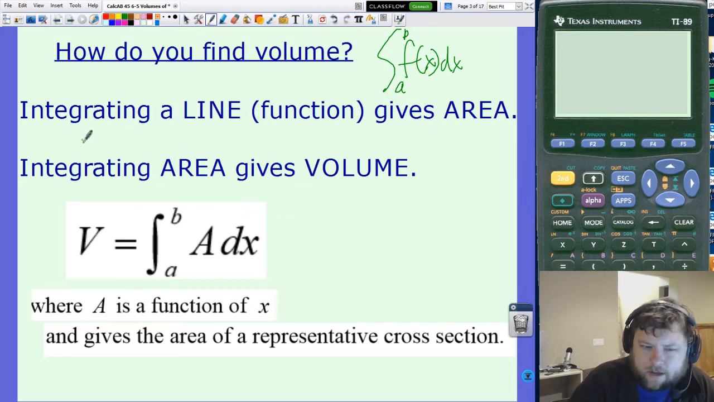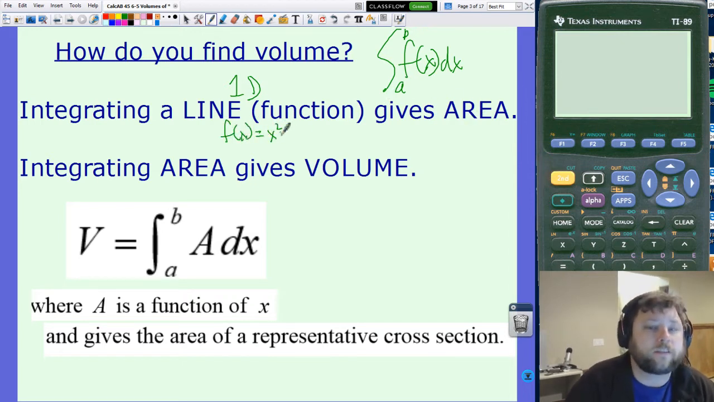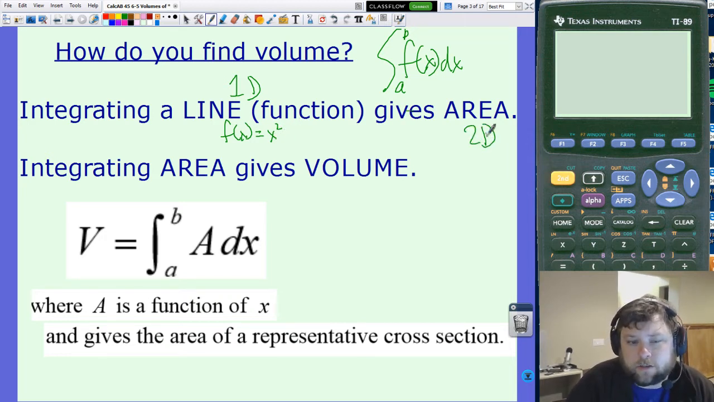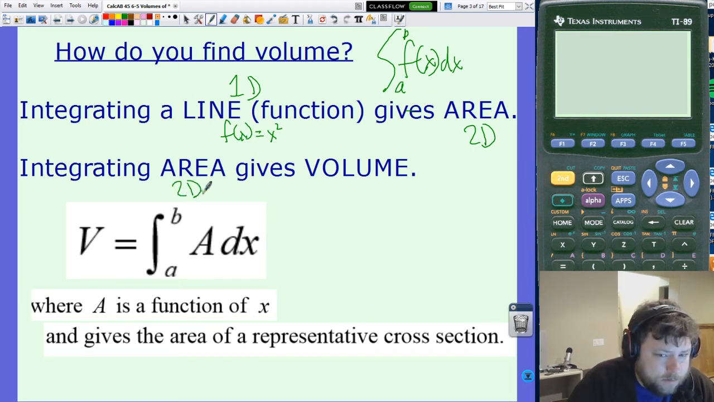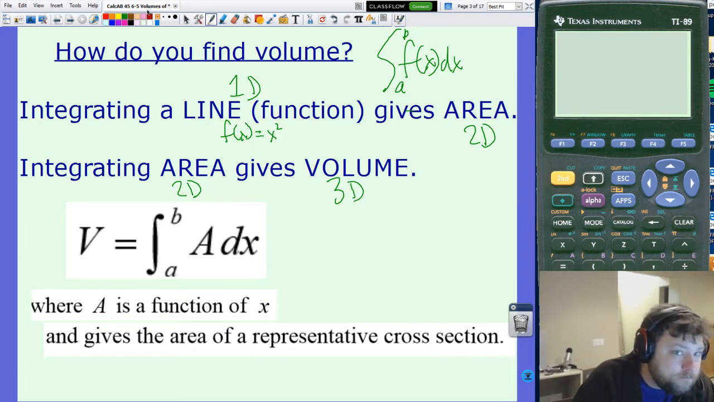If you integrate a line, like a function, which is something in one dimension, it gives you an area. So integrate f of x equals x squared, and it gives you an area. This is a line, it's curved. When you integrate it, it gives you area, which is two dimensions. So following that logic, if I integrate an area that's two dimensions, I get a volume, which is three dimensions.